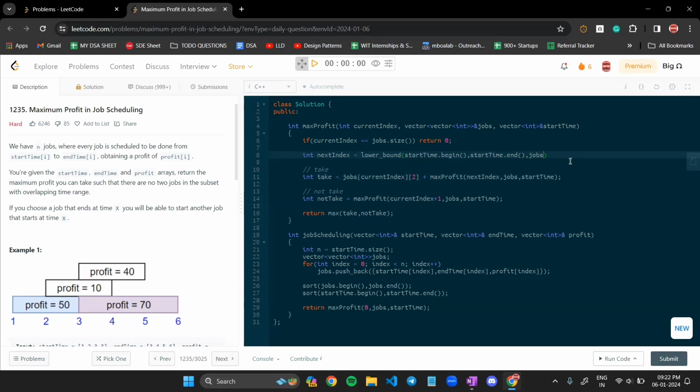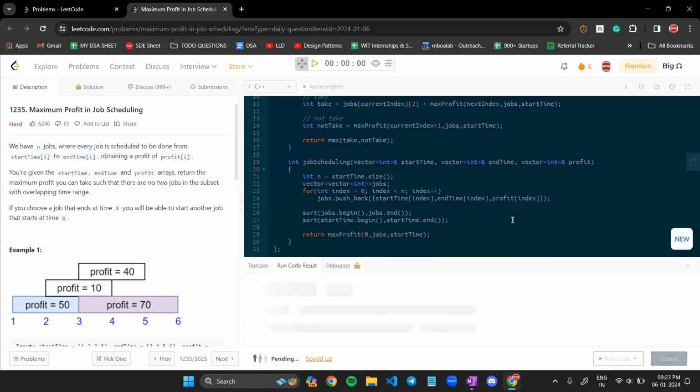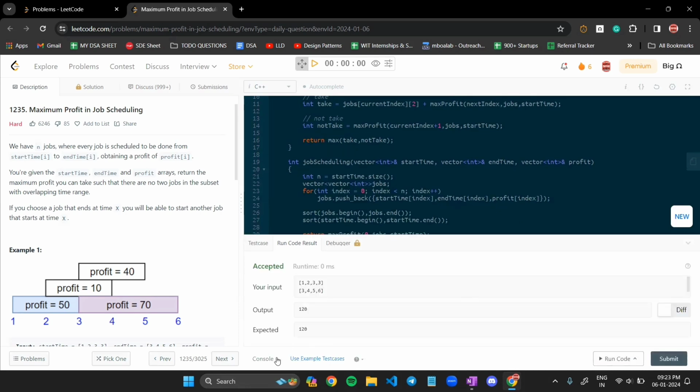So we are going to write jobs, that it should be either equal to the end time of the current job, or greater than the end time of the current job. Okay. Now this returns us an iterator, and in order to get an index, we are going to subtract start time dot begin from it. So this is the complete code. Let's run this on the given test cases. So we are getting a correct answer.